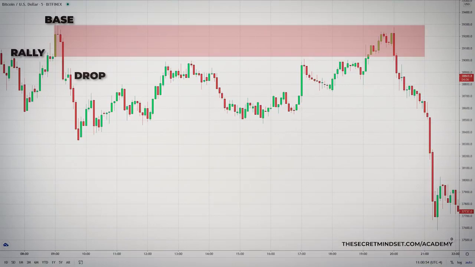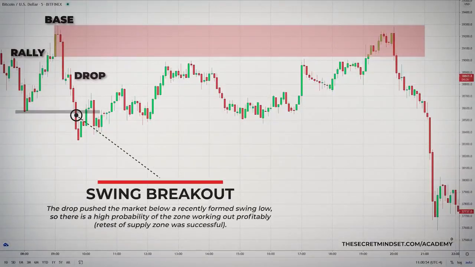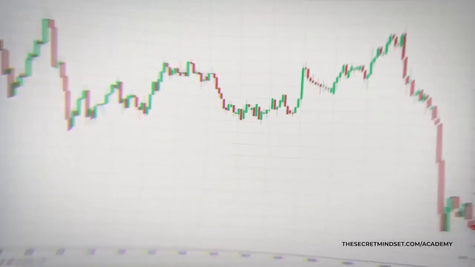If you plan to trade rally-based drop or drop-based rally zones, the best piece of advice I can give you is to make sure the zone you're trading breaks a recent swing high for a drop-based rally zone or a recent swing low for a rally-based drop zone. If the rally in a drop-based rally breaks an old swing high, there is a much higher chance the zone will result in you having a successful trade than if no swing high was broken. The same is true for a rally-based drop zone. If the drop pushes the market below a recently formed swing low, there is a high probability of the zone working out profitably.